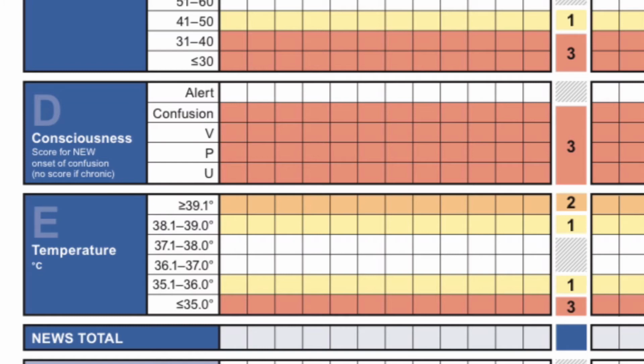Okay, so this is not the end of this video, because how we need to do the NEWS calculation is very important. You have to make sure that you document correctly on each of A, B, C, D, E. Then only you will get a correct NEWS score. Then you have to calculate your NEWS score, and you have to verbalize how well the patient is and how often you're going to do the observation. Okay, so let's see how we can do the observation.